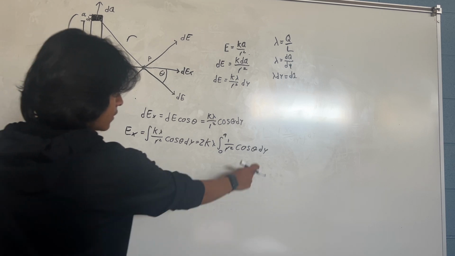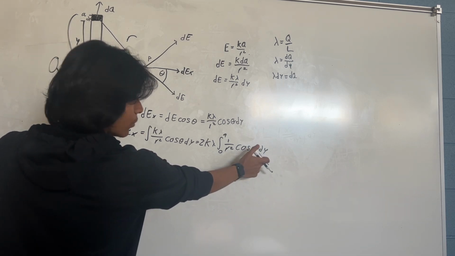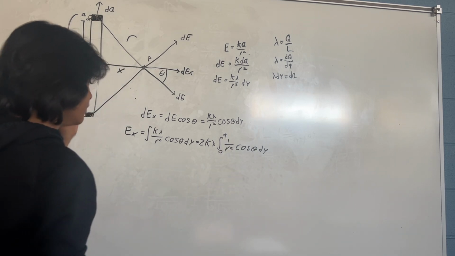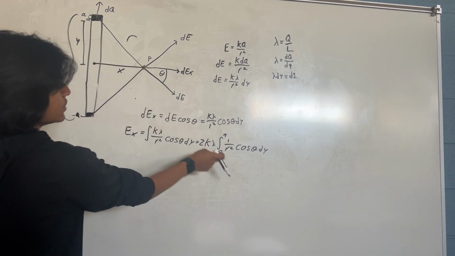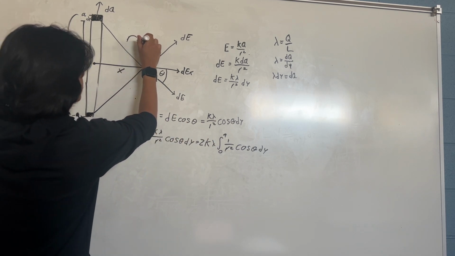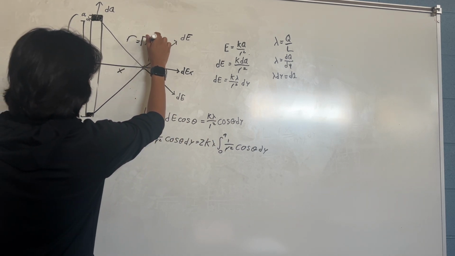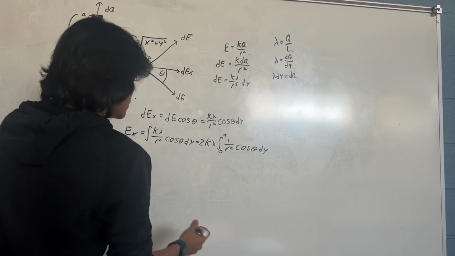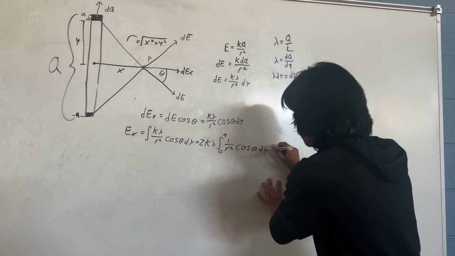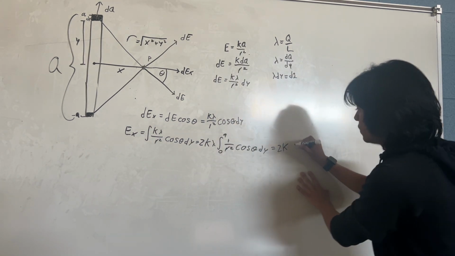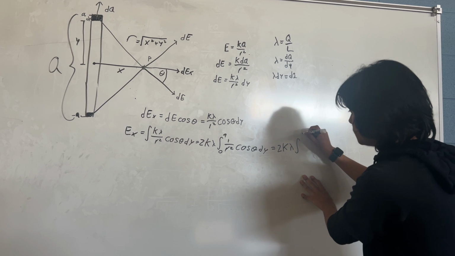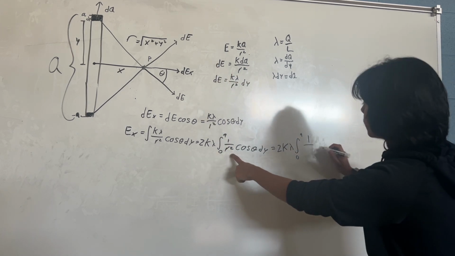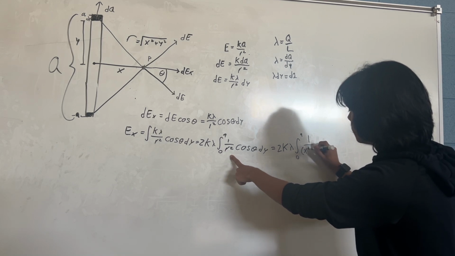Because we're integrating in the y world, we have to get rid of this r and theta and get them in terms of y. So for r, we can just use the Pythagorean theorem. So r is just going to be the square root of x squared plus y squared. Simple as that. So we have 2k lambda. Now because that is the square root and this is squared, we're just going to be left with x squared plus y squared.